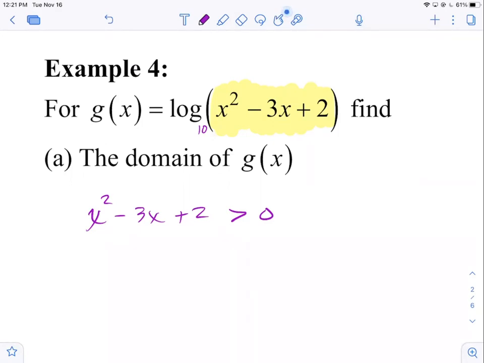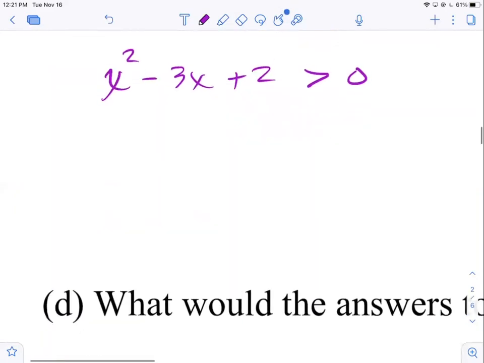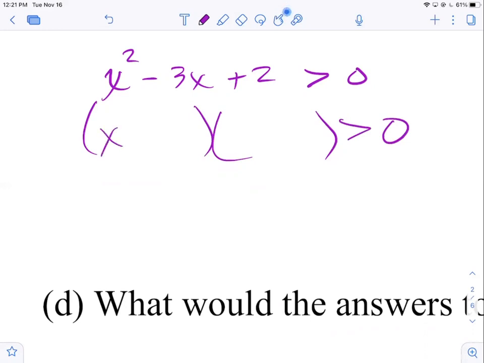Factor. Okay, let's factor it. Does this one factor? Let's see, factors of positive 2 that add up to negative 3. Negative 2 and negative 1. There we go. Negative 3 and positive 1 would give you a 4 or a 2 on the inside.